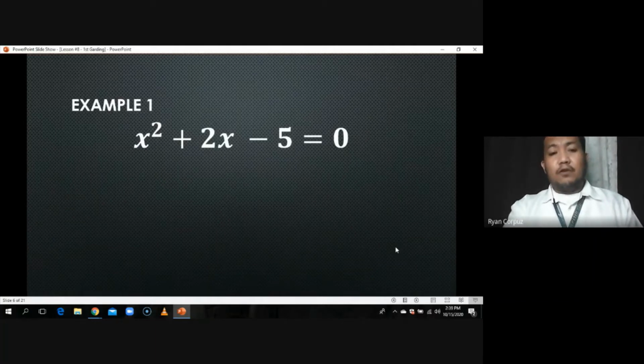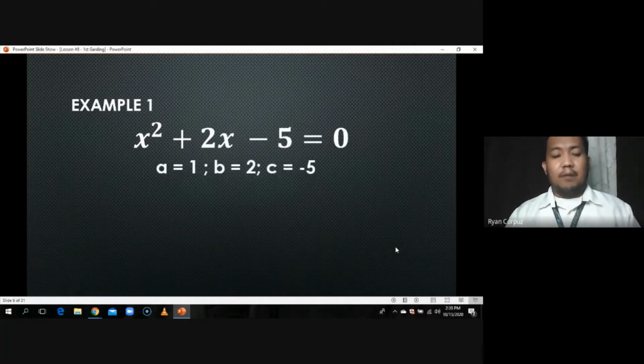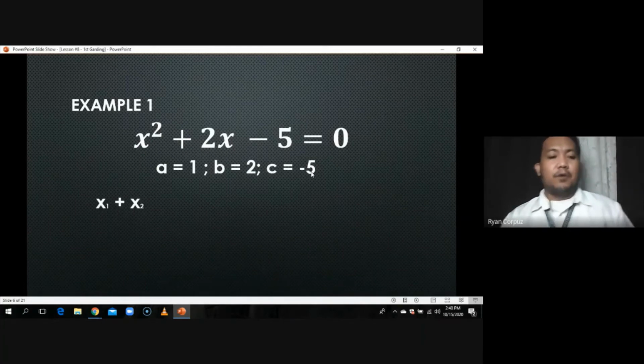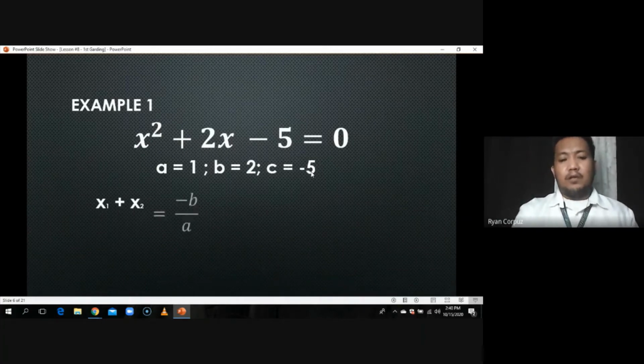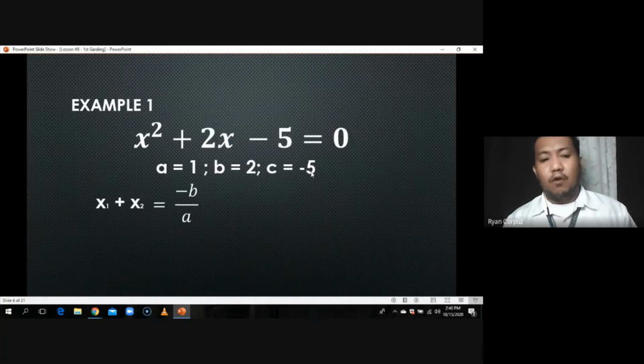So in order for you to find the sum and the product of the roots, you have to find first the value of a, b, and c, because that value will help us to identify that sum and product of the roots. So the value of A is 1, B is 2, while C is negative 5. So first, let's find the sum of the roots. So if we want to find the sum of the roots, we need the formula negative B over A.